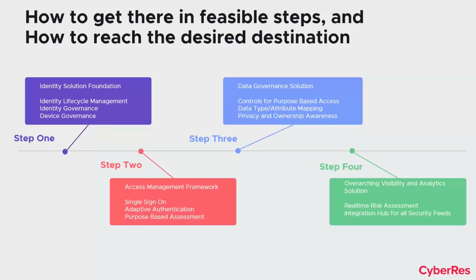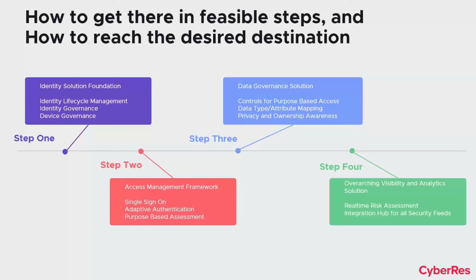So for me, the feasible steps to get to a zero trust ecosystem: step one, you have to have a very solid foundation of an identity solution that's handling your identity lifecycle management, your identity governance. I've kind of thrown device governance in here because as far as I'm concerned, a device has an identity also. Step two, you want to have a very strong access management framework that includes the ability to do federation and single sign-on, to have adaptive authentication, purpose-based assessment. If someone's trying to get to privileged resources, they should have a privilege access management component to it.